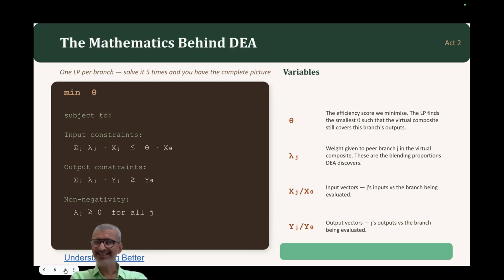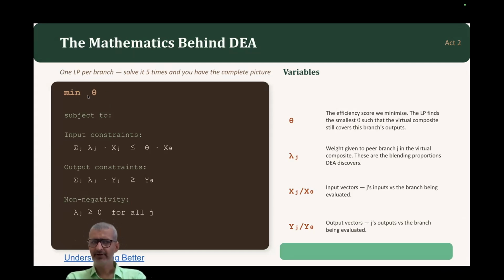When we are minimizing theta, theta is what? Theta is the efficiency score which we are trying to minimize. Now, be careful about this. For every branch, we will have a linear programming problem. We'll have an LP for each branch. So since we have 5 branches, we'll solve it 5 times and then we'll get the complete picture and you'll also get the efficiency scores.